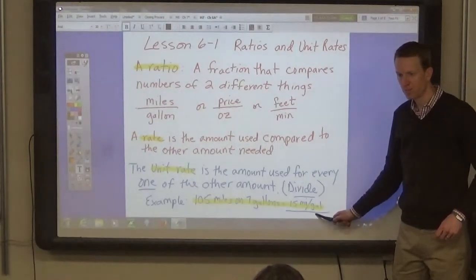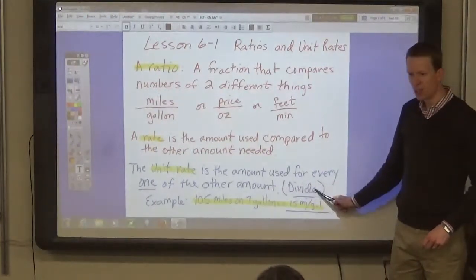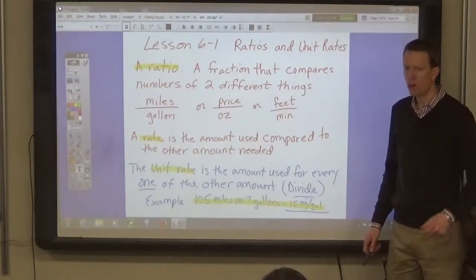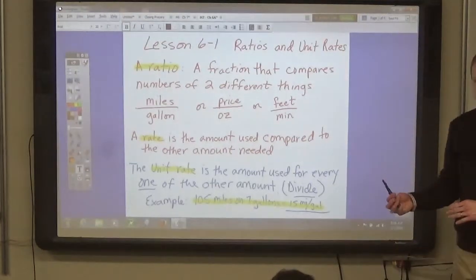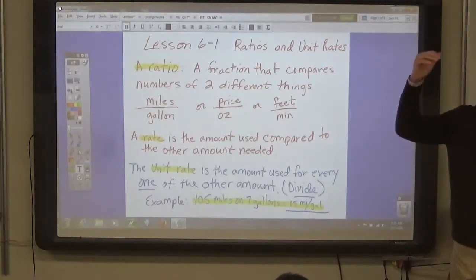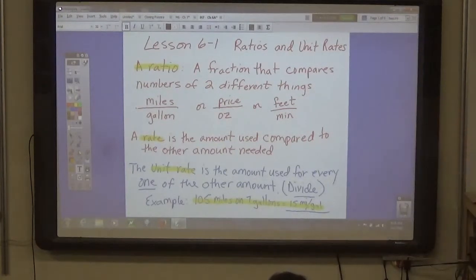Okay? Now, the way that you find it is to divide the two amounts. If you want to know the number of miles per gallon, then you'd set that up so that the miles are on the top and the gallons are on the bottom of the ratio, and then divide them.